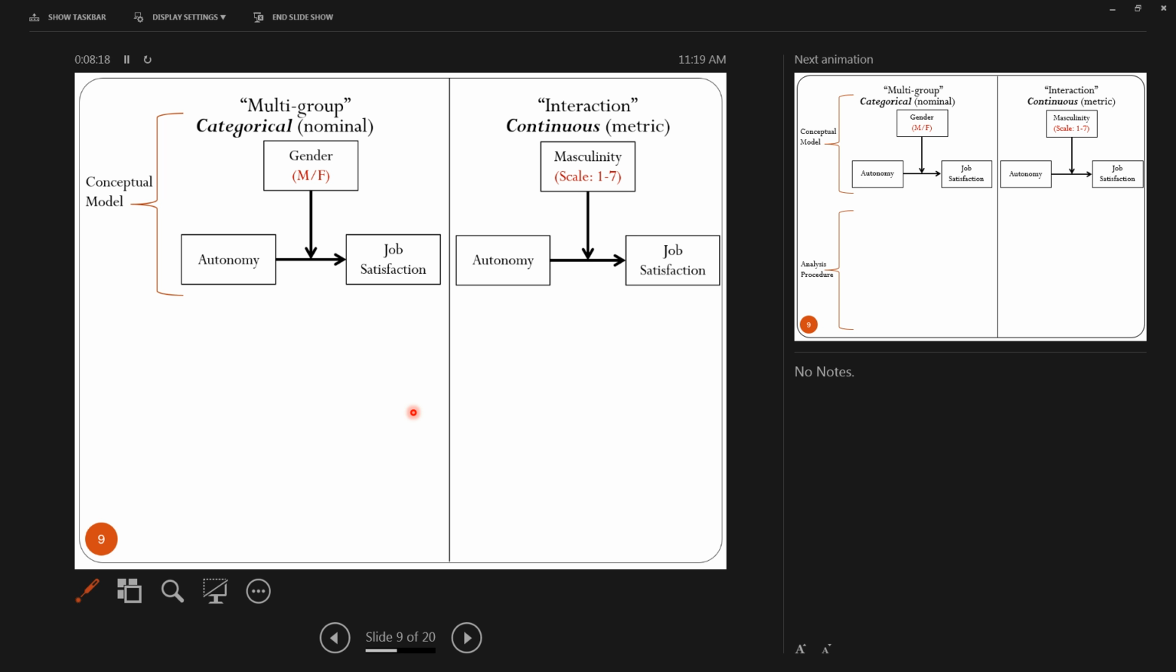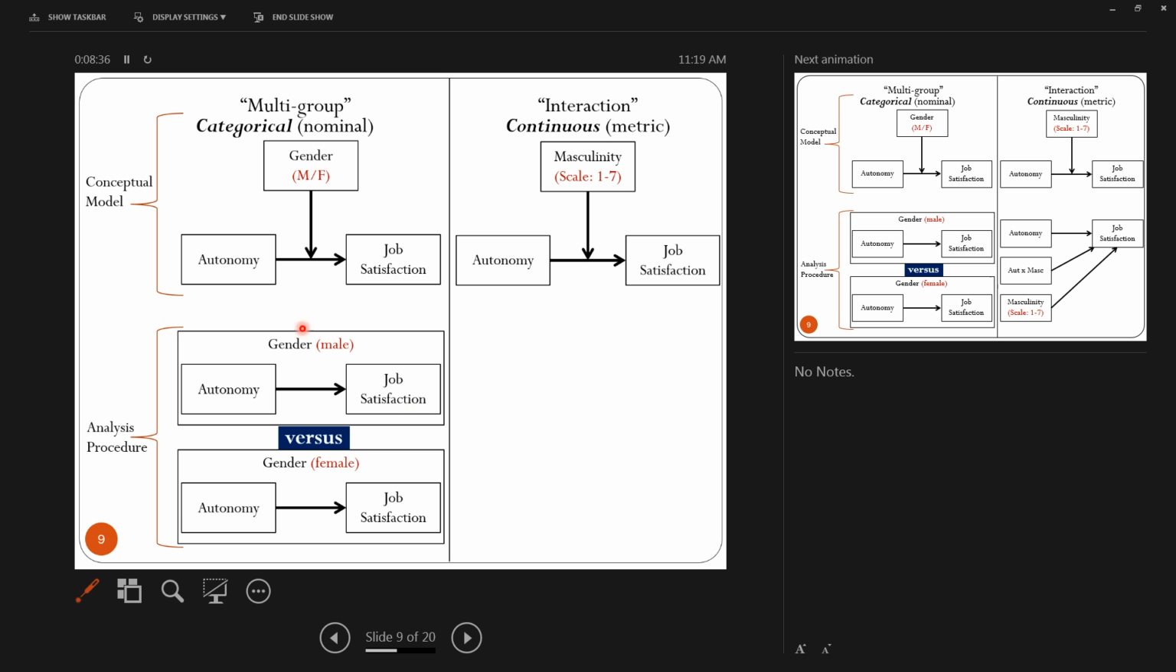A more continuous moderator would be masculinity: to what extent do you feel masculine versus feminine? You still model it the same way in your conceptual model. The way you actually model it statistically is different though.